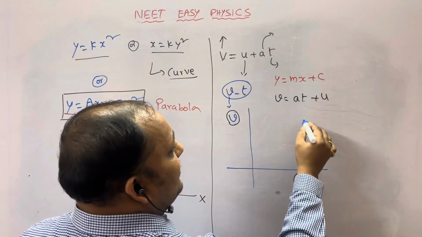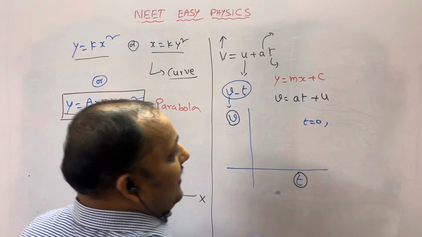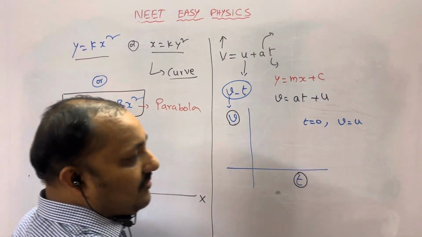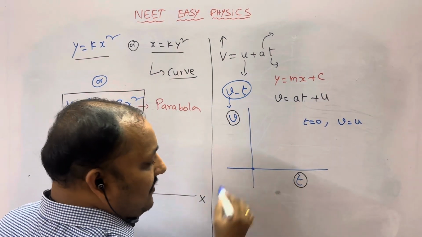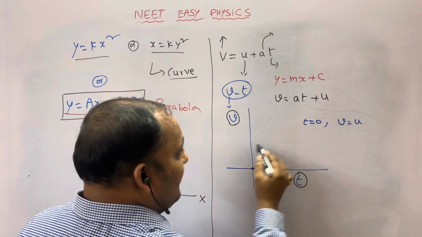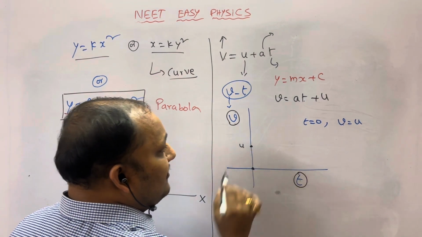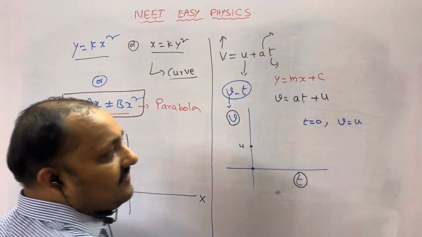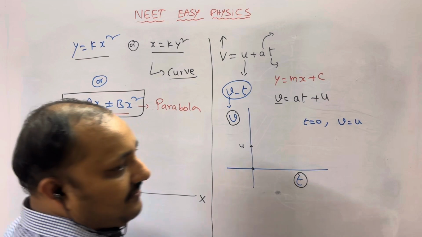Now see, at t equal to 0, what is v? v is going to be u. If t becomes 0, the velocity is somewhere here; this is going to be u. After some amount of time, its velocity is going to be v.